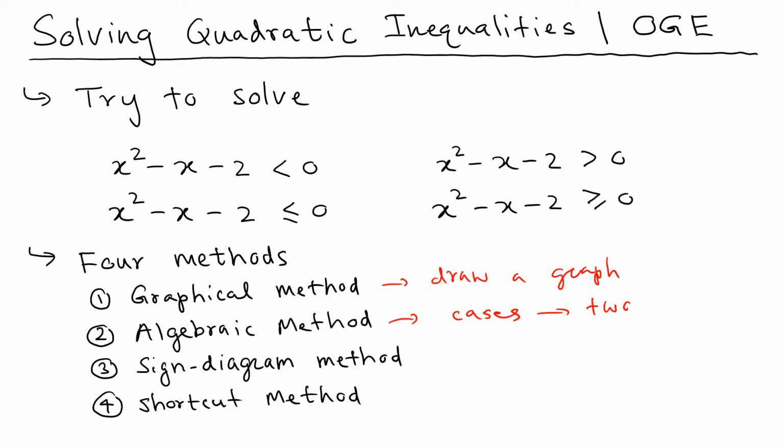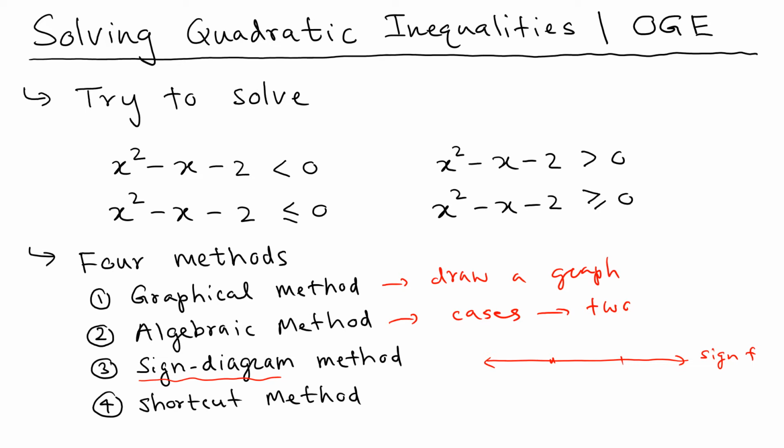And then the third one, which is my favorite, is what we call the sign diagram method. We draw a line, and then we put zeros, and then we make a sign diagram. We check the sign of the function, whether it's positive or negative, things like that. That's what we call the sign diagram method.